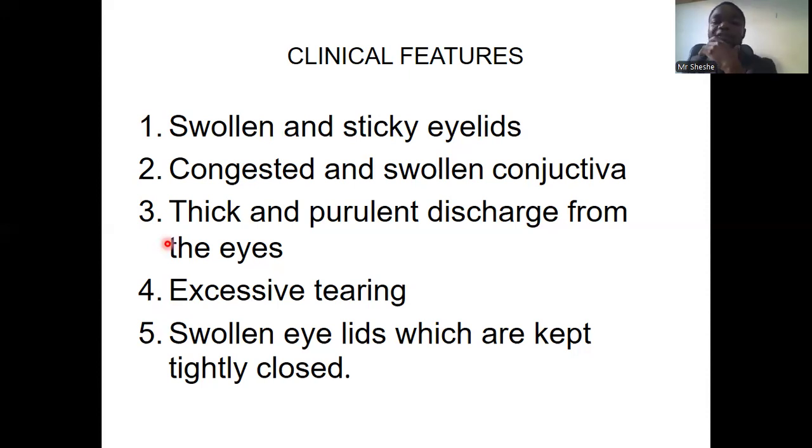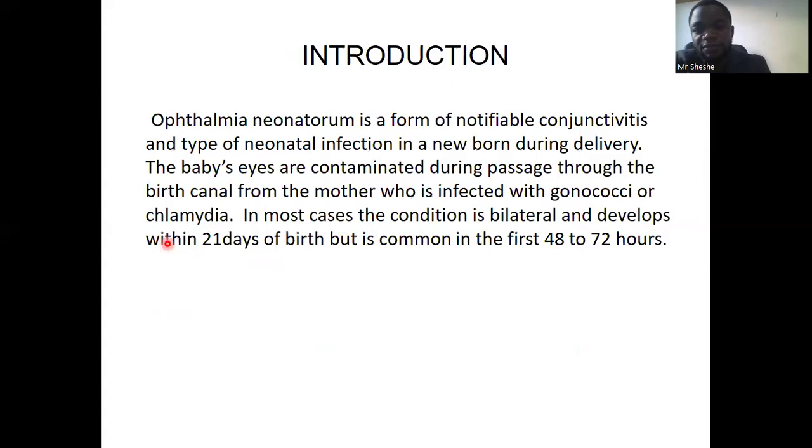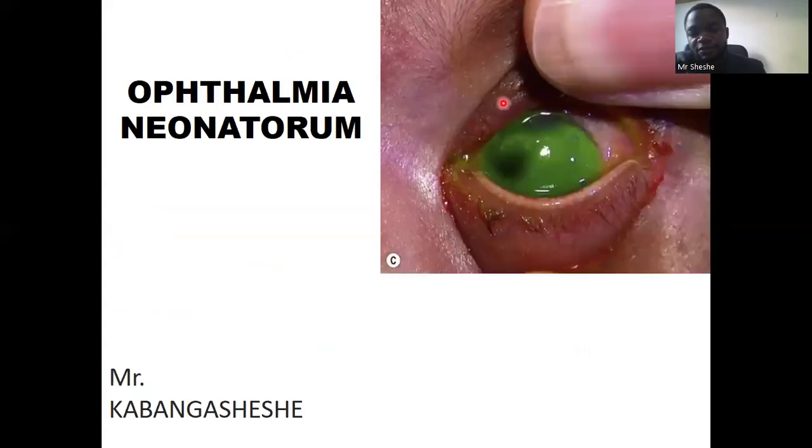So already we've talked about the clinical features. Number one, swollen and sticky eyelids. I take you back to that. Look at that. There's congestion there. Blood vessels have dilated. Fluid is shifting from the blood vessels into the nearby tissue. That's why they are swollen. And then because of the pus that is forming, the eyelids are stuck to each other. Wake up in the morning, you find the baby like that.